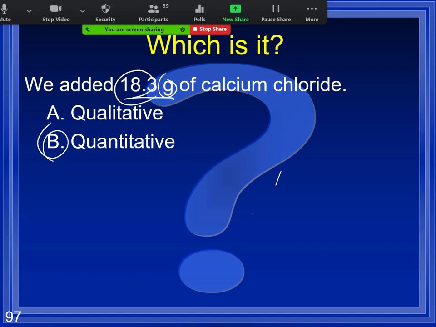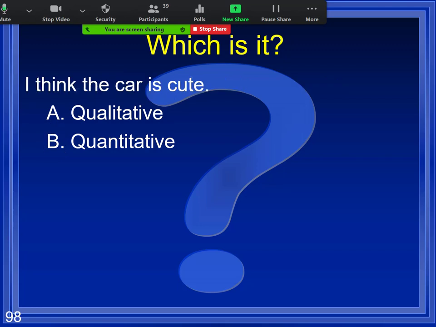And here's the trick question. I think the car is cute. Is that qualitative or quantitative? The correct answer is, of course, C. It's an opinion. It's not an observation.